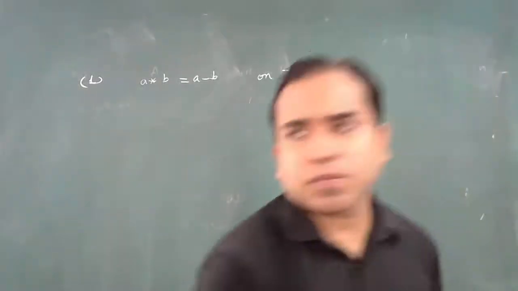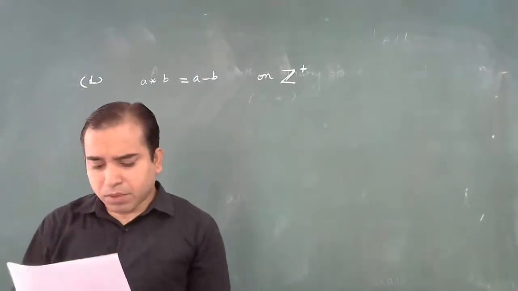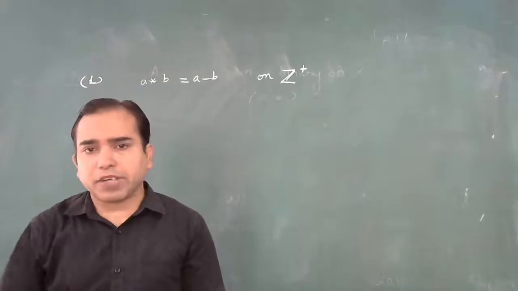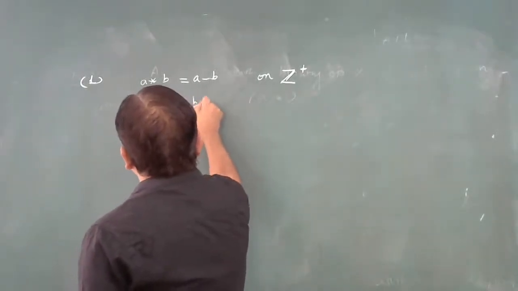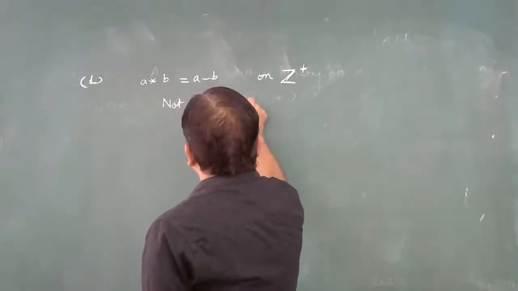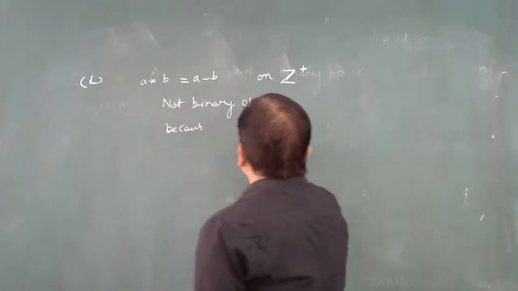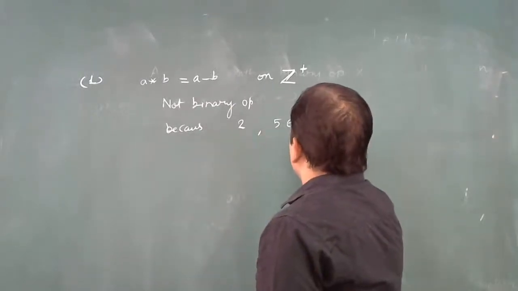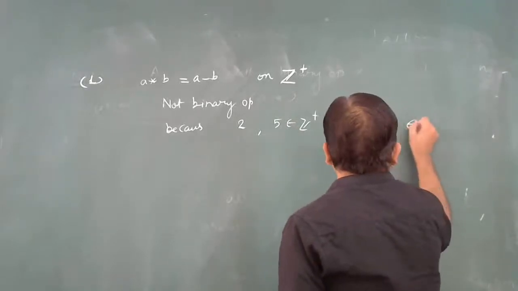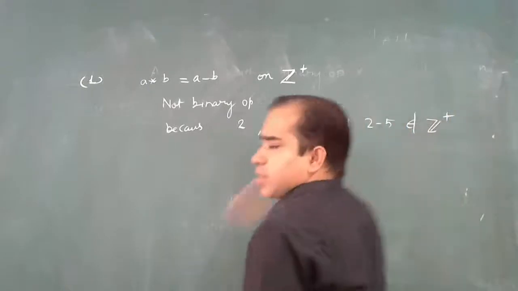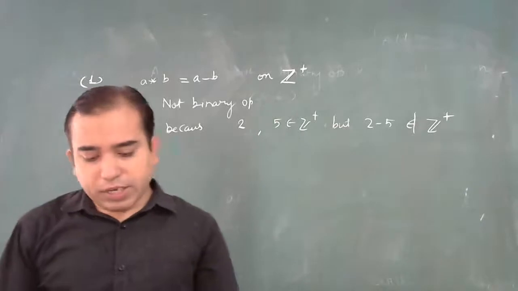Let me ask the students. No. Okay. Write your answer. Binary or not? Not a binary operation. Because we took 2, we took 5, but 2 minus 5 doesn't belong to Z plus, isn't it? Okay, perfect logic. Yes, write it exactly this way.